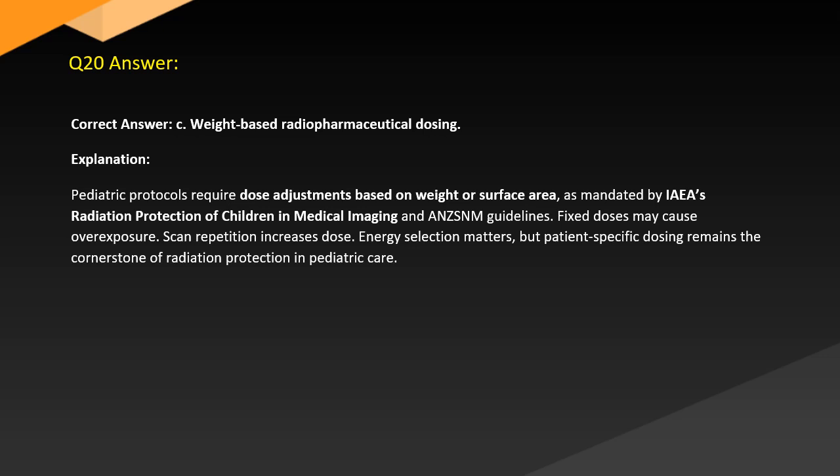Answer. Correct answer. C. Weight-based radiopharmaceutical dosing. Explanation. Pediatric protocols require dose adjustments based on weight or surface area, as mandated by IAEA's Radiation Protection of Children in Medical Imaging and ANZSNM guidelines. Fixed doses may cause overexposure. Scan repetition increases dose. Energy selection matters, but patient-specific dosing remains the cornerstone of radiation protection in pediatric care.